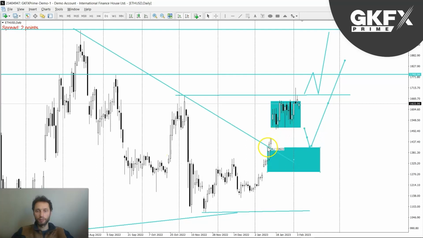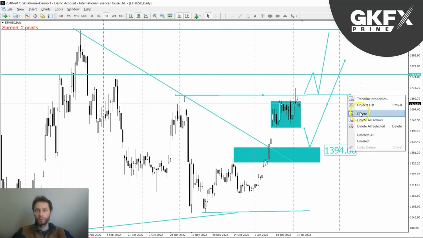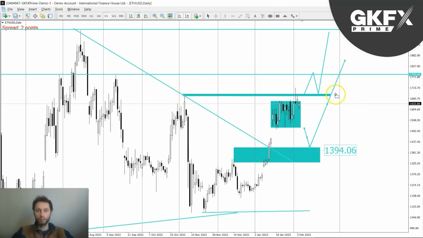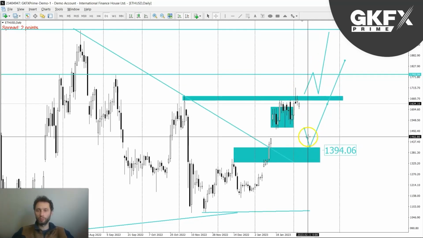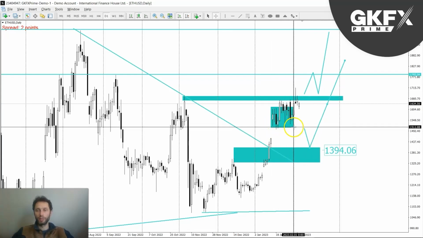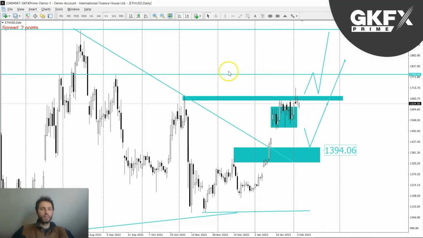So the area, once again, that I'd be interested in is down here. And then if we break higher, then this area or this zone, just mark it off here. This would be the upside, and this would be to the top side if it breaks higher, and this would be if it breaks lower, below these lows down here. Okay, so that's the idea on Ethereum.